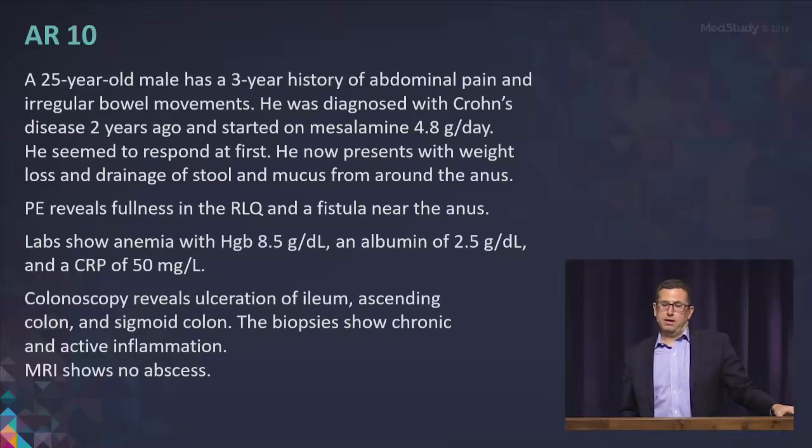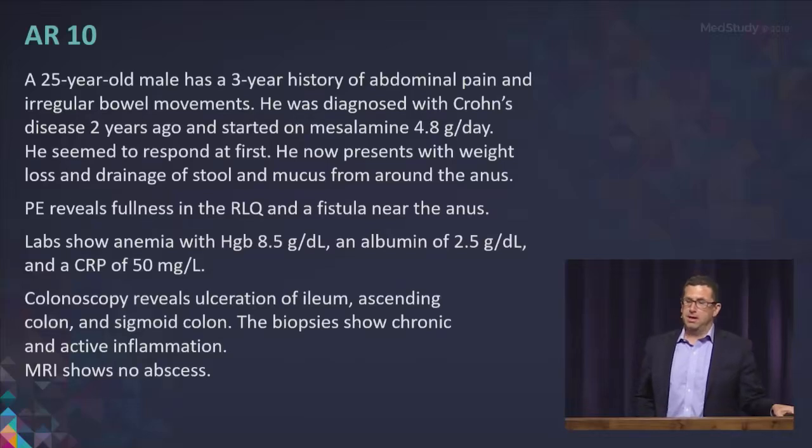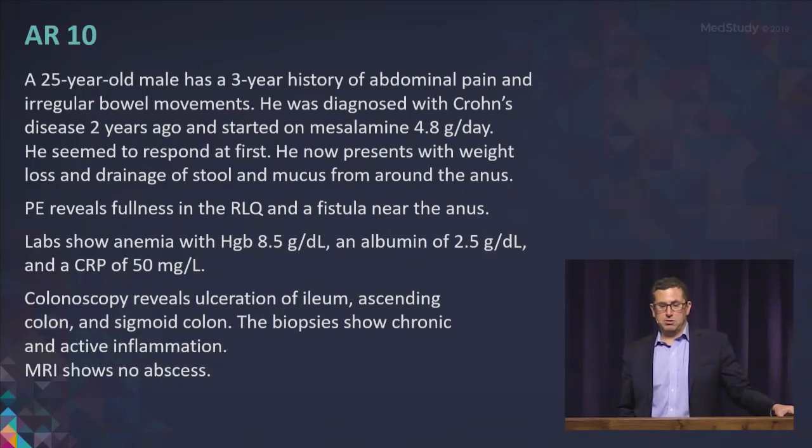Question 10. A 25-year-old male has a 3-year history of abdominal pain and irregular bowel movements. He was diagnosed with Crohn's disease 2 years ago and started on mesalamine. He seemed to respond at first, and now he presents with weight loss and drainage of stool and mucus from around the anus. So physical exam, he has fullness in the right lower quadrant and a fistula near the anus. He's anemic, his albumin is low, and his CRP is elevated.